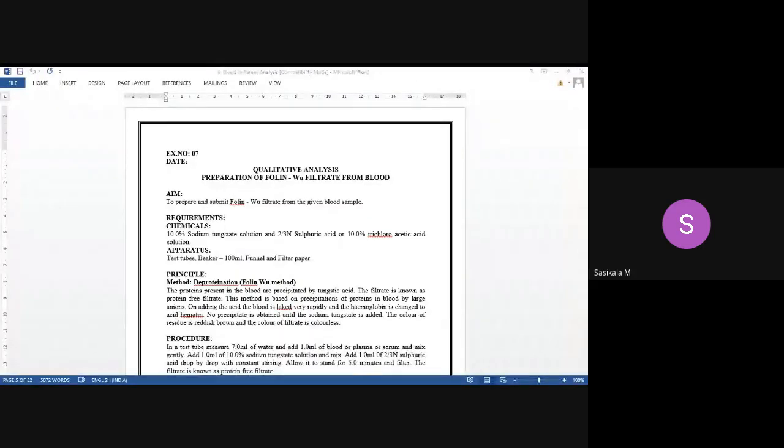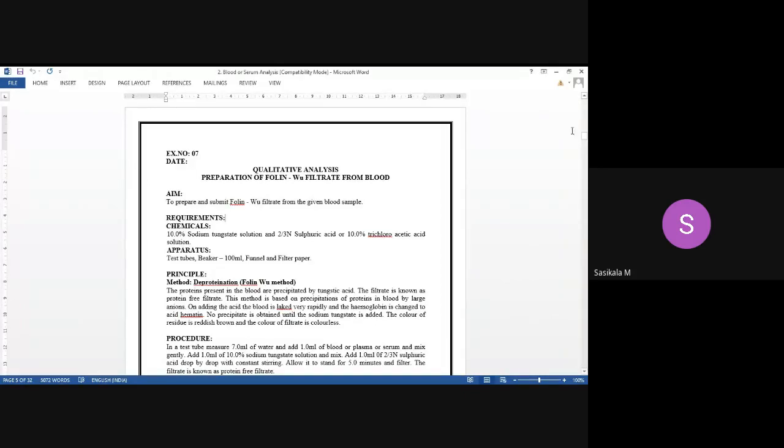And can anyone say what are the experiments you have done in the lab? Can you summarize the experiments? Few experiments you have done with urine sample, right? You have done with urine sample.